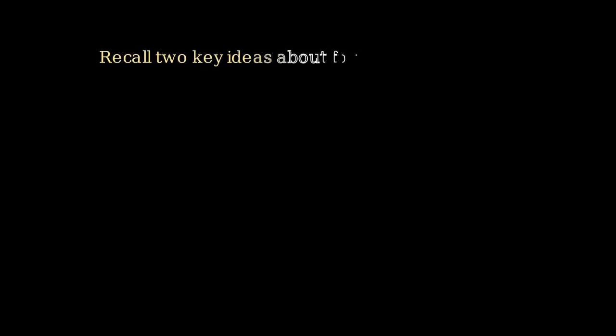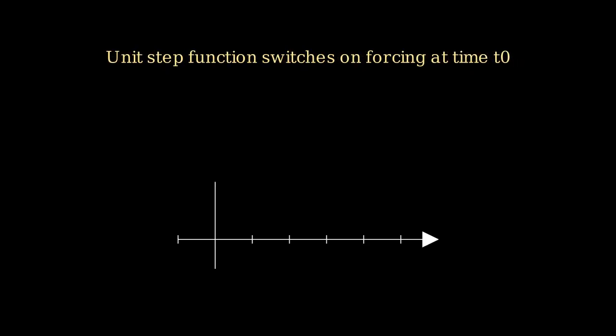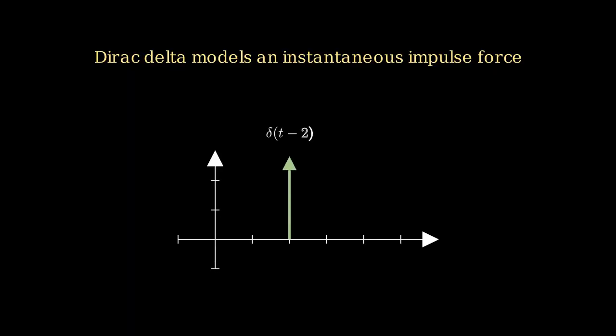Before we solve this example, let's recall two key ideas about forcing terms in differential equations. The unit step function switches a forcing term on at a specific time, staying at 0 before that time and jumping to 1 after it. The Dirac delta models an instantaneous impulse, a sudden burst of force applied at a single instant in time.